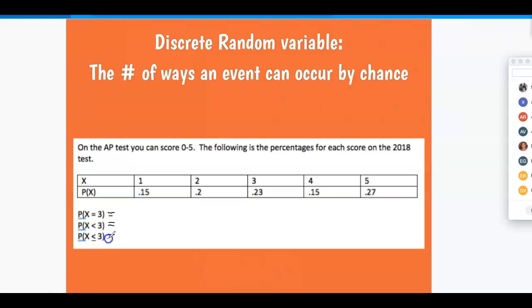Probability X equals 3. That's right here. 0.23. That's it. Exactly 3. So we're trying to get used to using the notation and understanding what that means. So X is your variable, less than 3. So we're not including 3. Writing that would be the same thing as probability X is less than or equal to 2.